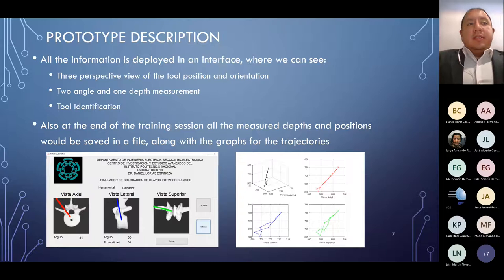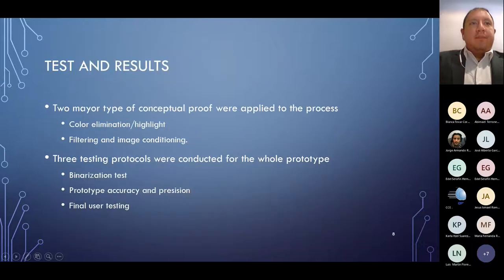And at the end of the practice, all the metrics are saved in an Excel file that is saved on the computer that they are working on, along with an image with the trajectories that they followed through the practice from each view, and a three-dimensional recreation of the same trajectory.